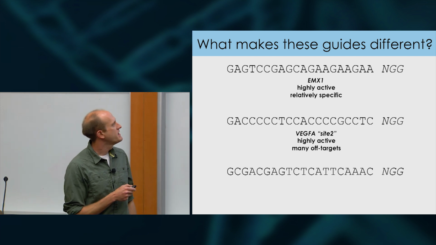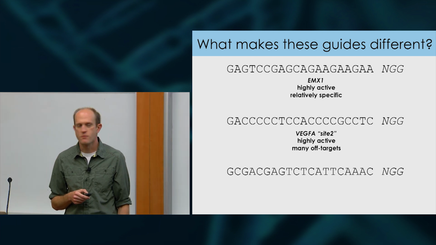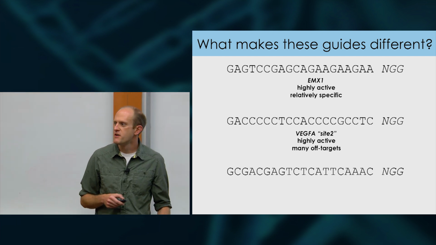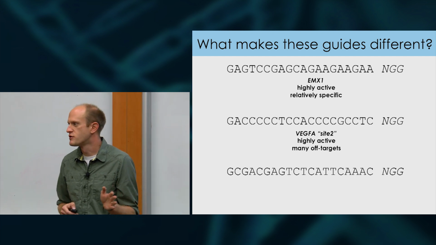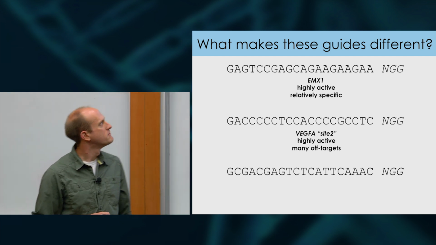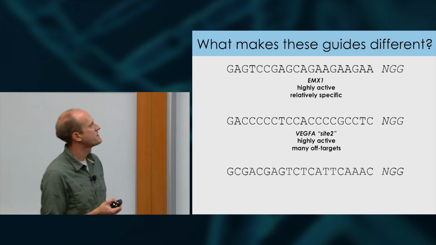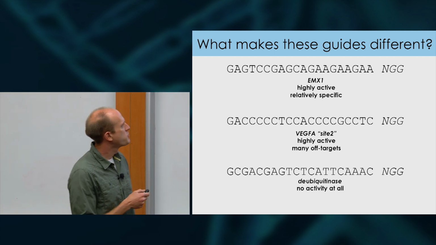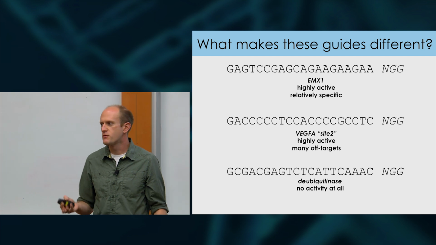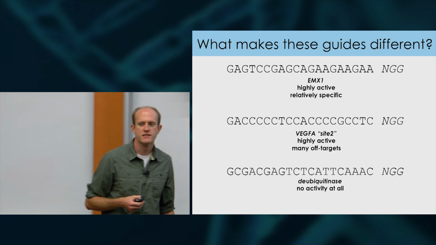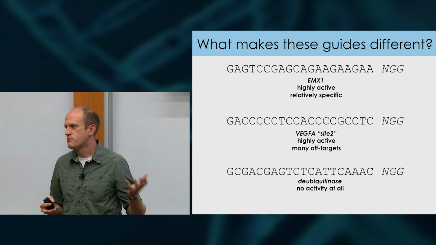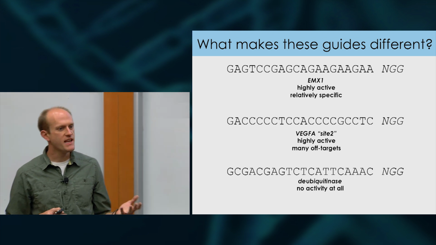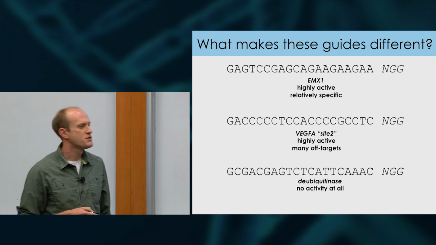This, on the other hand, is VEGF Site2, which is also one of the benchmark guides. It's also highly active, but it has hundreds and hundreds of off targets in the genome, right? And just from looking at this, it might be hard to say, well, why is that? We'll talk about that in a bit. And this is one of the guides that we found while screening through guides for a biology project. And this guide is basically completely inactive. We've been unable to find any activity for this guide whatsoever in the gene that we've been looking at.